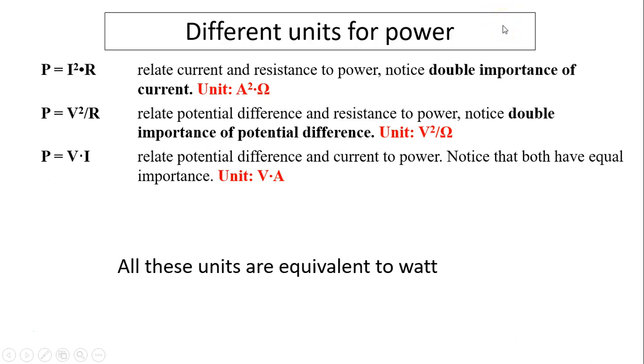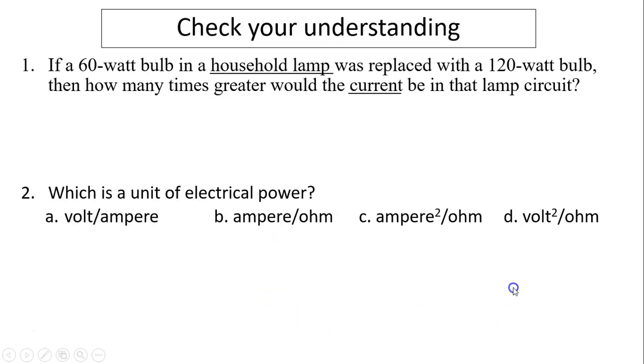Different units for power. So it's great. We have all different units, right? We have different equations. These different equations also have derived different units. We know the unit is watts. So all this is equivalent to watt. I squared times R gives us ampere squared times ohms. V squared over R gives us volts squared divided by ohms. V times I gives us volts times amperes. So again, all these are equivalent. They are equivalent to watt.